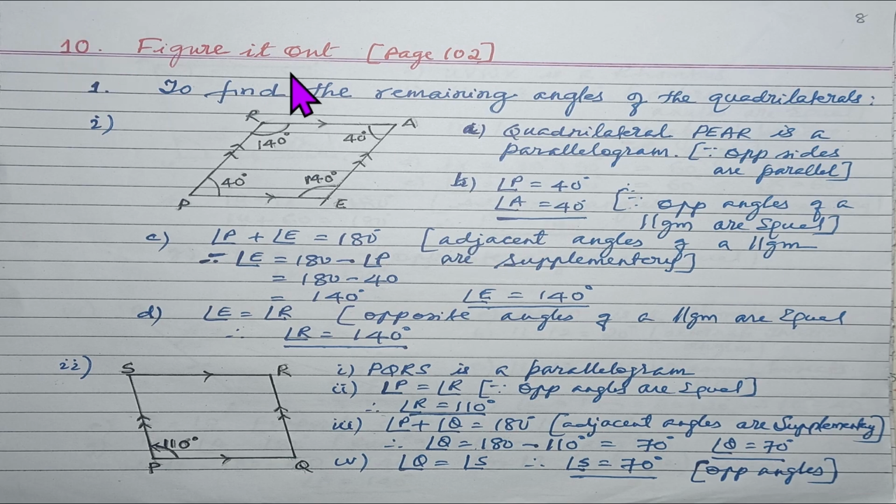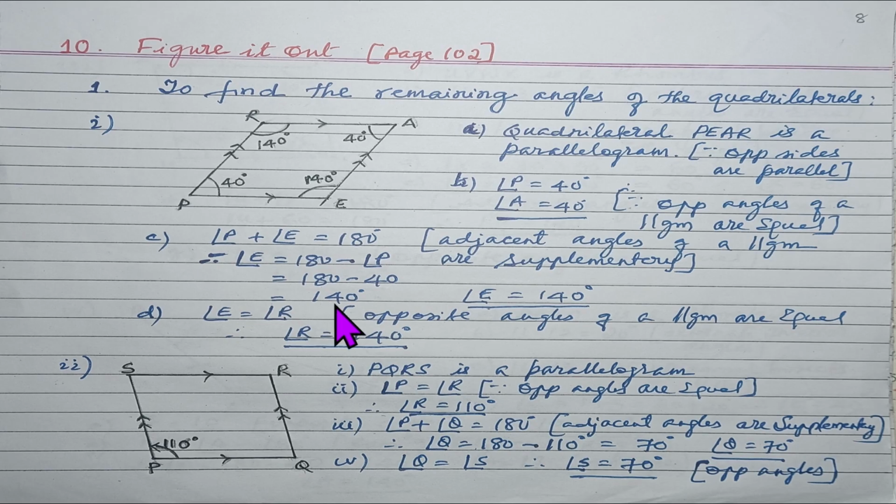Now in question number 10 we are given a quadrilateral and have to find the remaining angles. That means we are given a quadrilateral PEAR, which is a parallelogram. One angle is 40 degrees. In a parallelogram the opposite angles are equal, therefore angle P and angle A are equal, so angle A is also 40 degrees. Also, if P is 40 then E will be 180 minus 40, that is 140 degrees, because the sum of the adjacent angles is 180. If angle E is 140 then angle R is also 140 degrees.